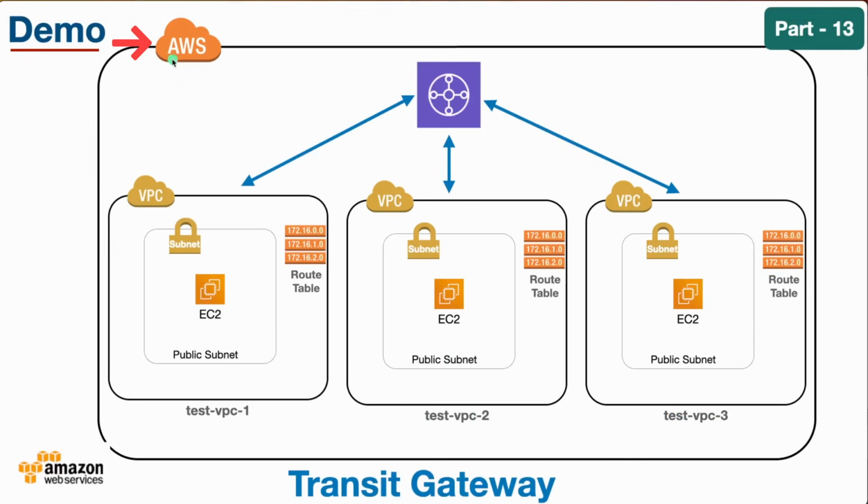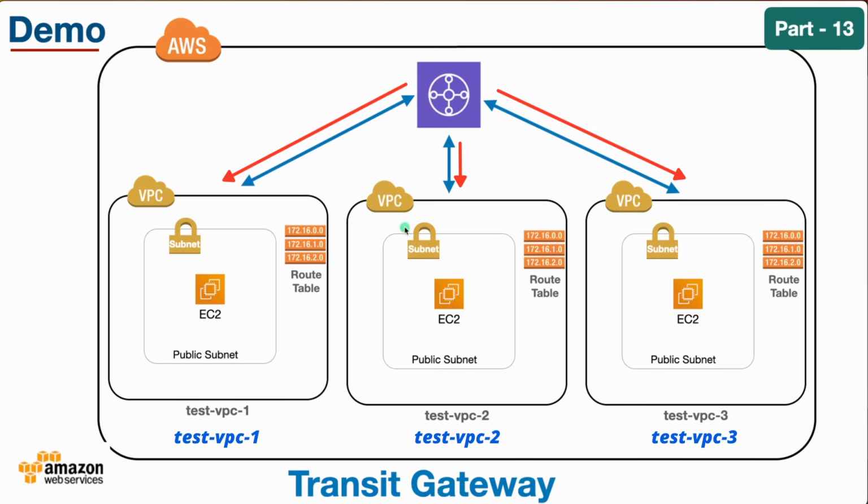So here we are having an AWS account, and in this AWS account we are gonna set up multiple VPCs. So we are gonna set up 3 VPCs, which starts from test VPC 1, 2 and 3. And each VPC we will have a subnet, and inside the subnet we will spin an EC2 instance. So once we're done with the VPC setup, then we are gonna set up a transit gateway, and this transit gateway we are gonna attach with each VPC.